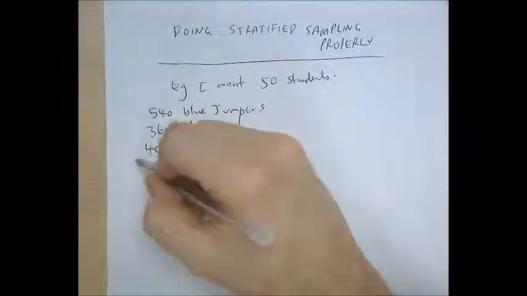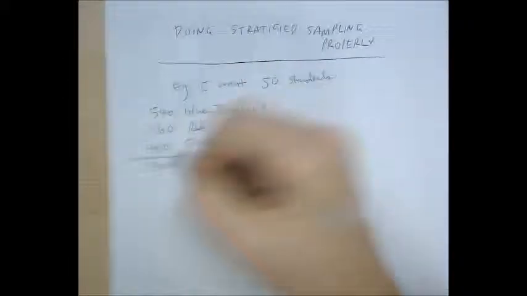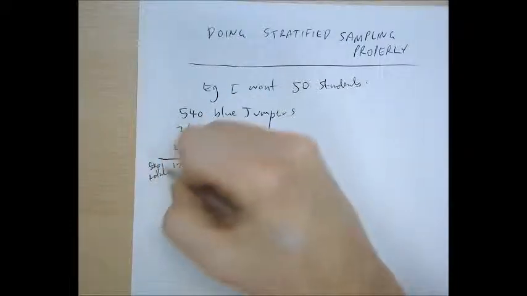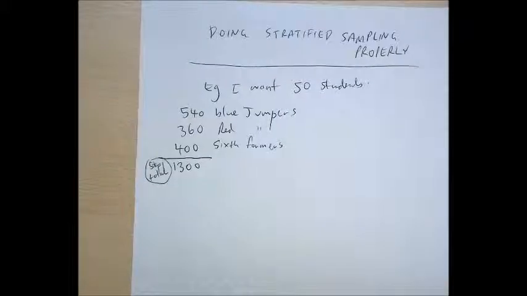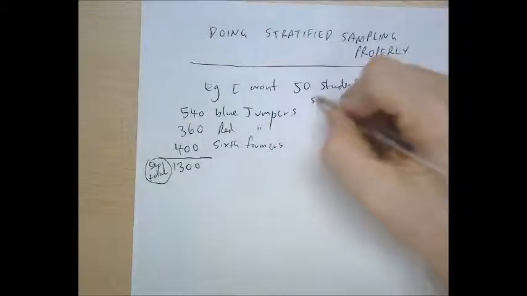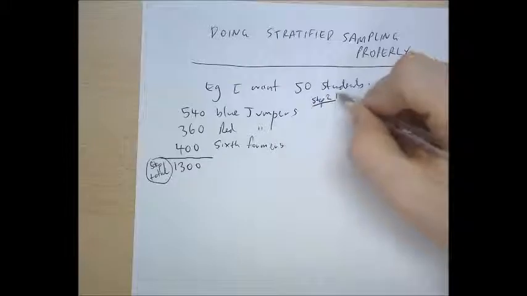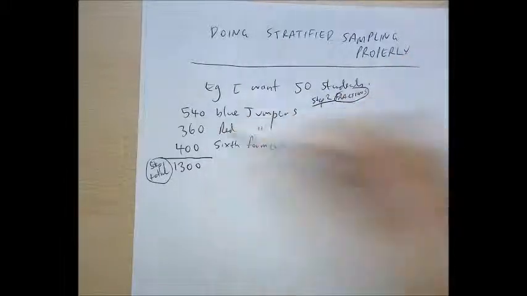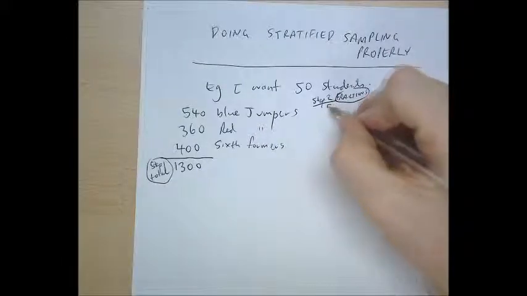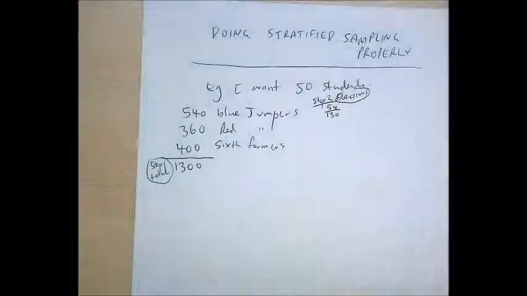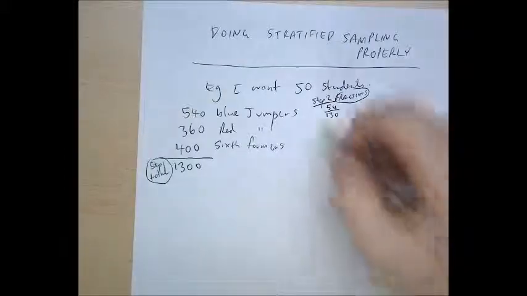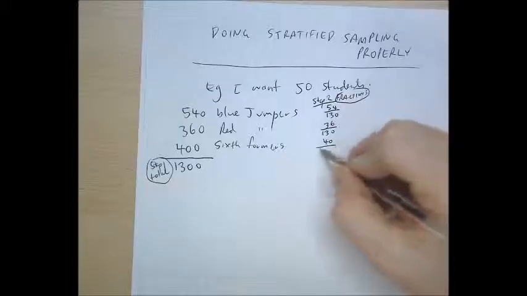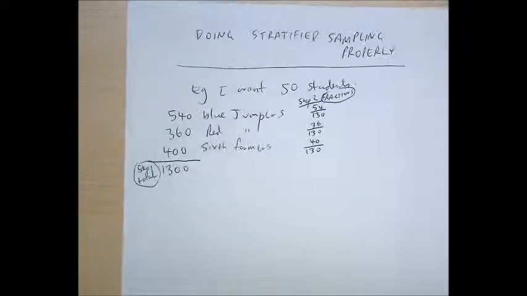First of all, you do a total. So step 1 is total. Step 2 is fractions. Take your figures and make them fractions. So 54 out of 130, is everyone cool with that? That's just 540 over 1300. Then 36 over 130. Then 40 over 130. That's step 2, make fractions.